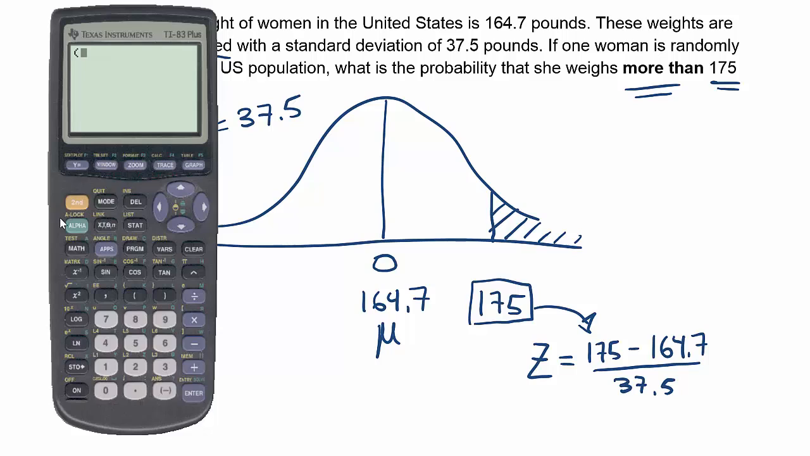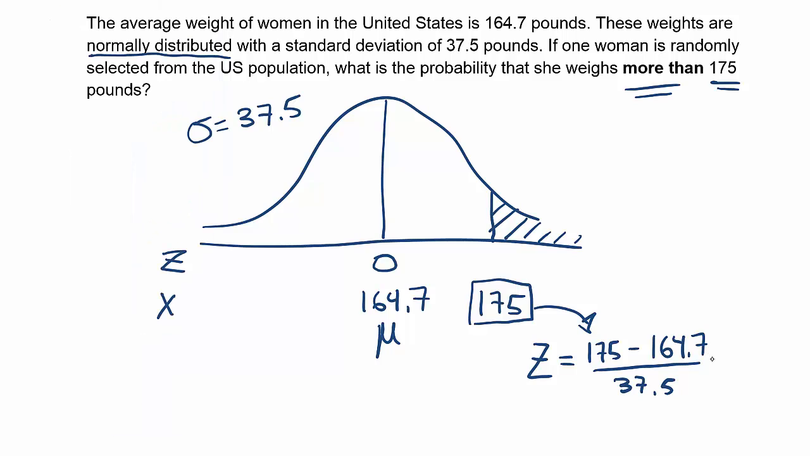So we will have 175 minus 164.7. Close it up, and we'll divide that by 37.5. And when we're done, we get a decimal answer, 0.27 if you round off to 2 decimal places. So this is approximately 0.27. And that's what will go right here on my z number line. So what I'm saying is that 175 is the same as 0.27 as a z-score.